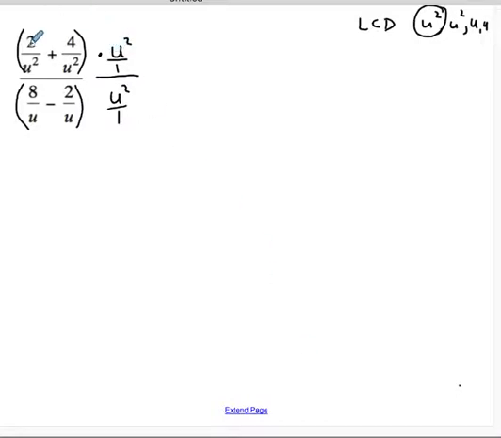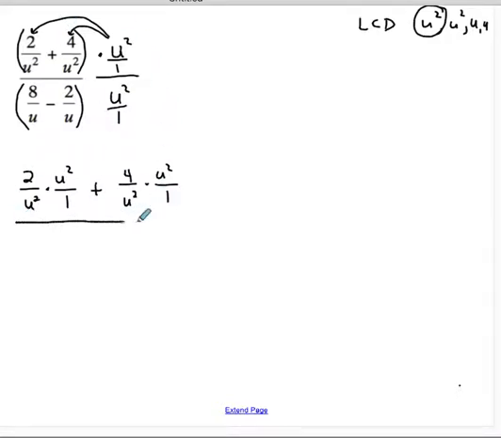So taking a look at the numerator now, I've got u squared times 2 over u squared. I'm going to rewrite that here. So I've got 2 over u squared times u squared over 1. That's my first term. And then I'm going to distribute this to the second one, which is plus 4 over u squared times u squared over 1. I haven't canceled anything yet. I'm just showing you what the steps are.